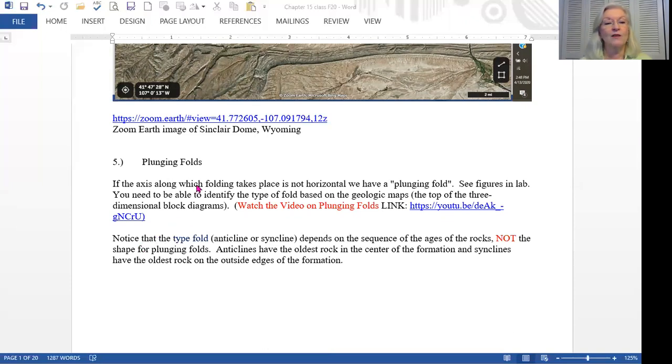So if a fold is plunging, you can have a plunging anticline or a plunging syncline. And the way we know what type of fold it is is based on the sequence of the ages of the rocks. So anticlines have the oldest rock in the middle of the formation. Synclines have the youngest rock in the middle. So we look at where the oldest rock is.